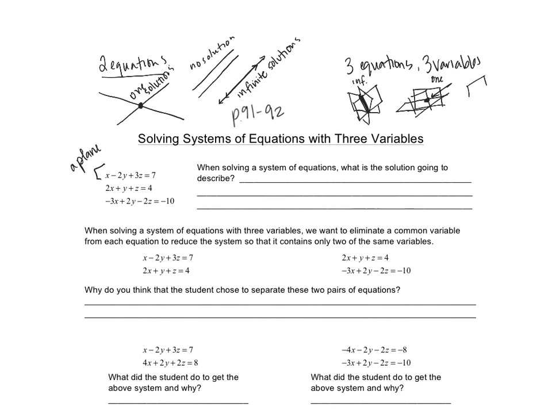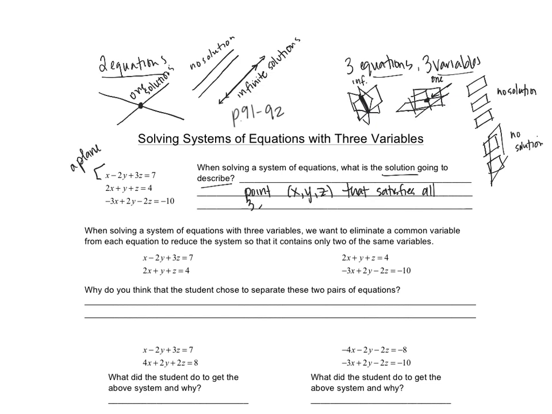You could have where all your planes are parallel to each other, and so there would be no solution. You could even have two planes being parallel, but then one that goes through them all. And again, there would still be no solution because you had two that were parallel. So there's a variety of different things that could happen. But overall, if we're going to get that one point, it's the point, and now we're in 3D, that satisfies all three equations. And most of the time, if you do get one ordered pair, that's the picture that we should be imagining.